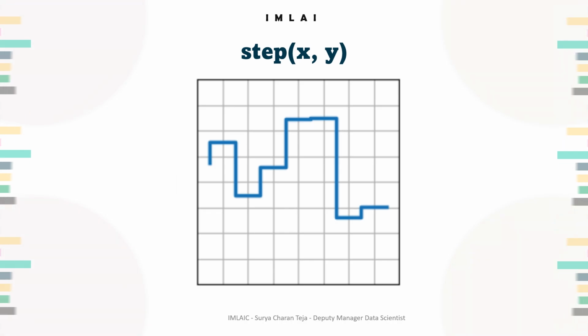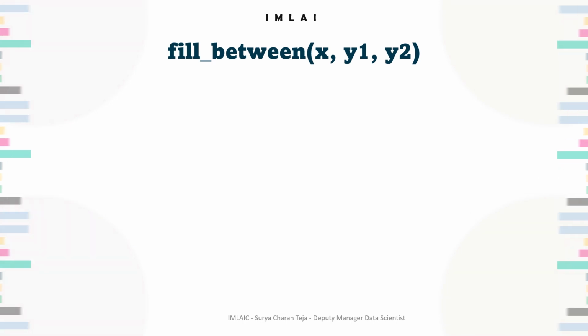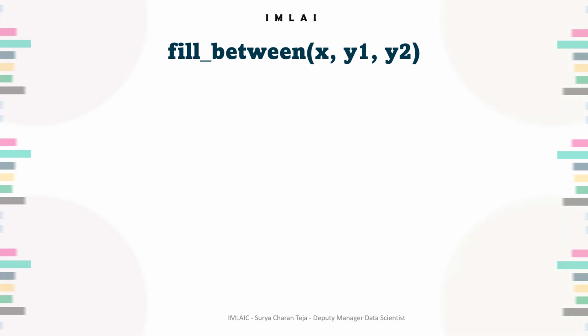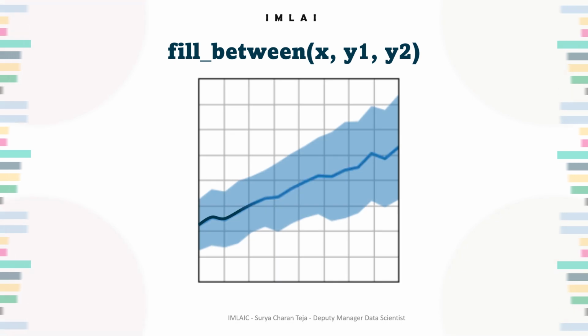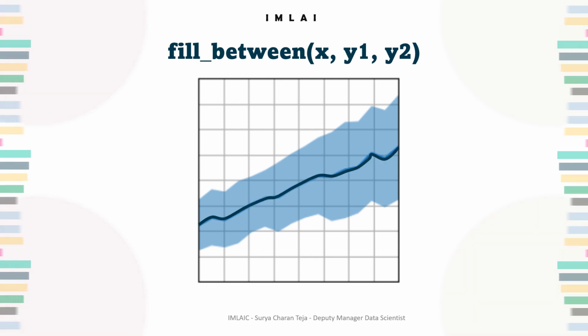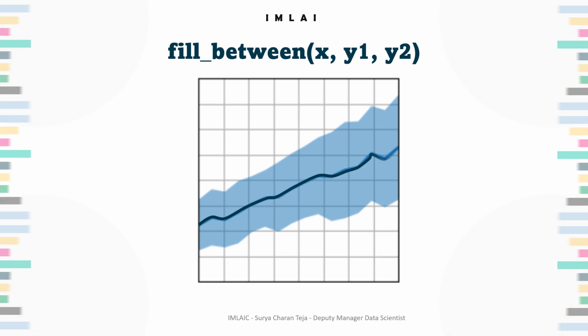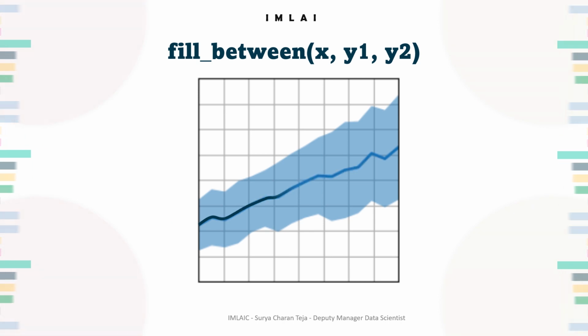So now let's look into one more plot, a pretty advanced plot. This is a fill between x comma y1 comma y2 plot. It fills the area between two horizontal curves. The curves are defined by the points x comma y1 and x comma y2. This creates one or multiple polygons describing the filled area. You may exclude some horizontal sections from filling using where.